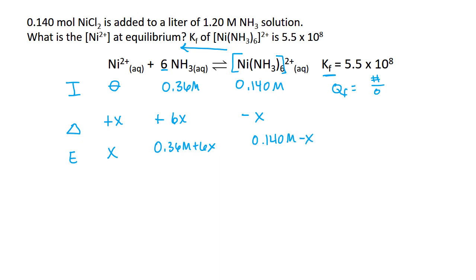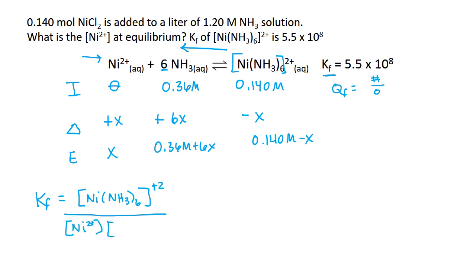Okay, so now I can take and put this into the Kf expression. And again, Kf is just like all of our Ks, except F means formation, so it's specific to this type of reaction. So Kf is going to be our products, or this complex ion, nickel hexammonia, plus 2, divided by the concentration of nickel 2 plus and ammonia raised to the 6th power.